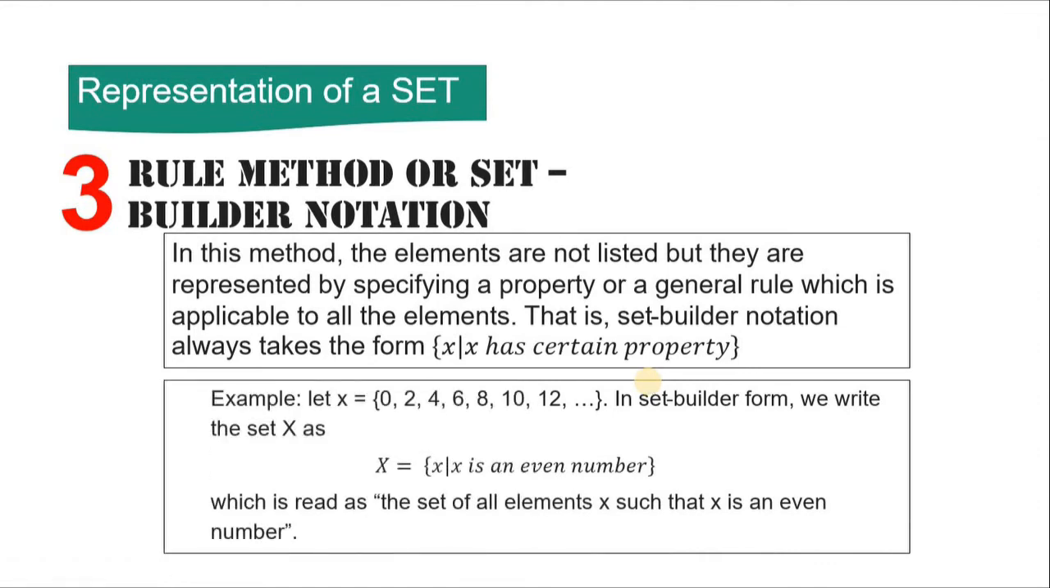An example, let x written in tabular form {0, 2, 4, 6, 8, 10, 12, ...} and so on. So in set builder notation, we write the set x as this one. So x is a set of all values of x such that x is an even number. So with that, again, we can read that as the set of all elements of x such that x is an even number.